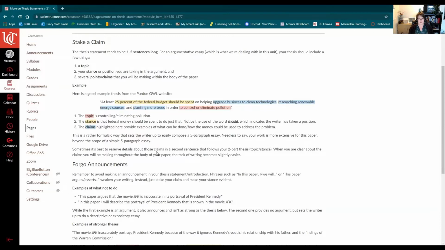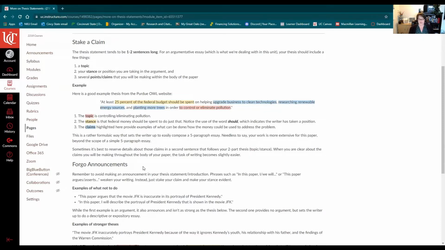So sometimes it's best to reserve those details to a second sentence that follows your 2-part thesis of the topic and the stance. And when you're clear about those claims that you'll be making throughout the paper, the task of writing becomes easier for you. It's not going to be easy, but it becomes slightly easier.